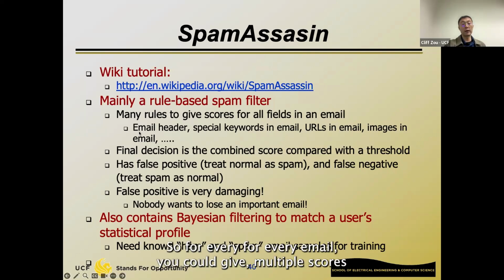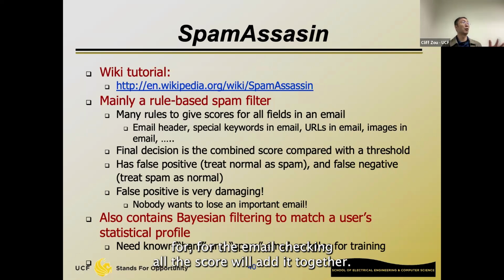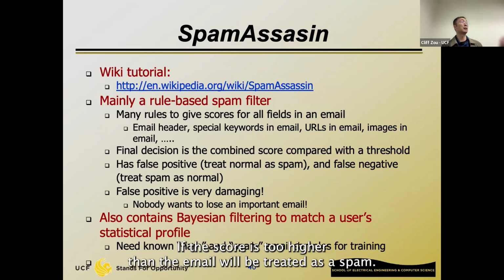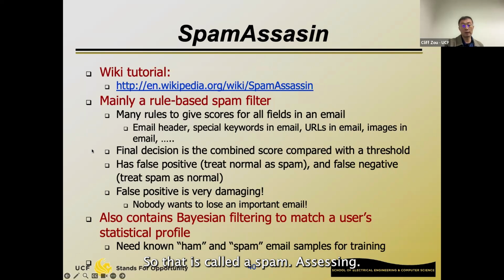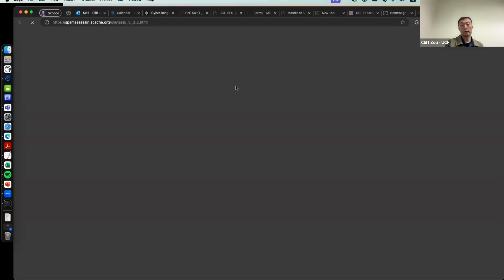So for every email, you could give multiple scores from the checking. All the scores will be added together. If the score is too high, then the email will be treated as spam. So that is called SpamAssassin. And you can find the SpamAssassin rule set here.